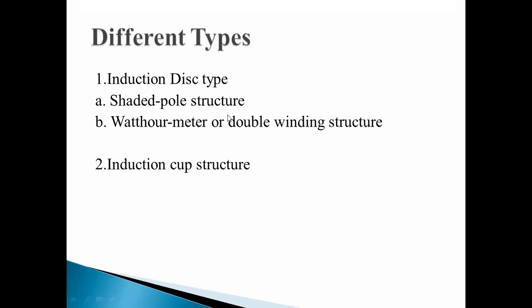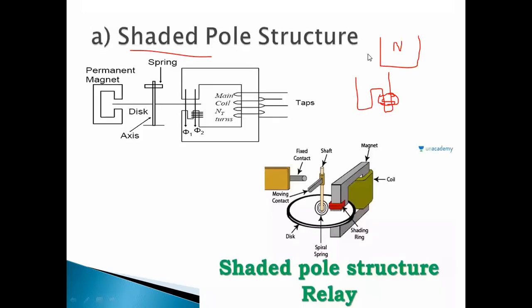In this induction disc relay, again there are two types. First is the shaded pole structure, and second is the watt-hour meter or double winding structure. So what is meant by the shaded pole structure? Shaded means the poles are shaded. And watt-hour meter or double winding structure means it is just our energy meter construction. And then the induction cup structure is there. So we'll see one by one.